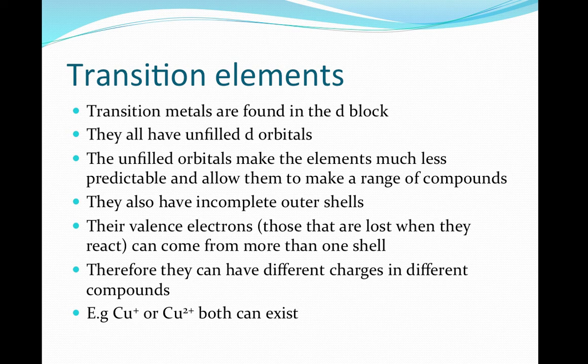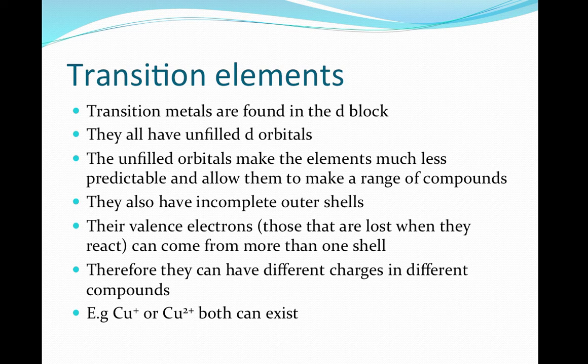So they've got 2 electrons in their outer shell, which are in the S subshell. But then when they react, they can lose electrons from more than one shell, and they can also shift electrons down from that S subshell into the D subshell. Because of that, they can have different charges depending on what they're reacting with. So you can have copper 1+ or copper 2+. They both exist. Now, you don't need to worry about being able to figure out which one you're going to get in which circumstance.